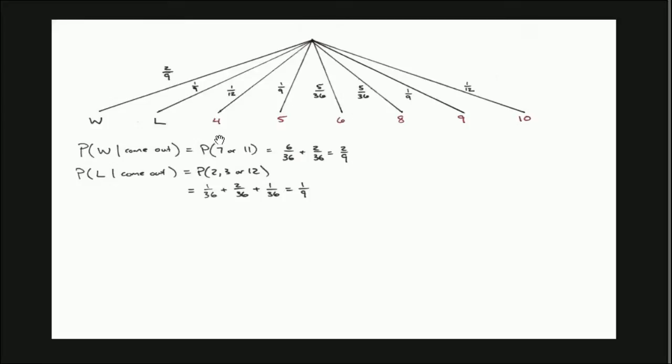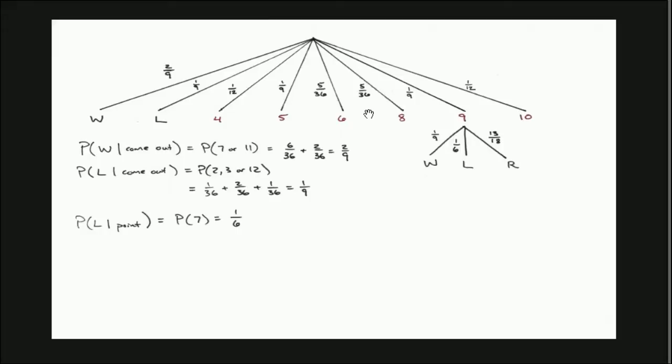And for the other values, either getting a 4, a 5, a 6, an 8, a 9, or a 10, that's just the probability of the sum of each one of those spots. So for a 4 or a 10, we get a probability of 1/12. For the probability of getting either a 5 or a 9, we've got 1/9. And the probability of getting a 6 or an 8, we each have 5/36.